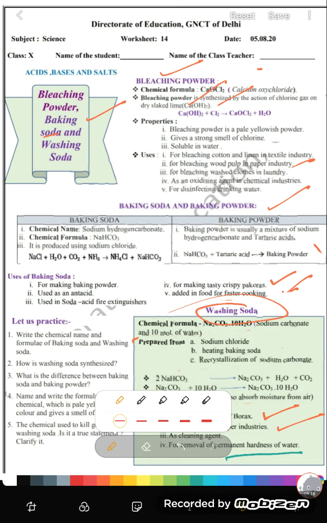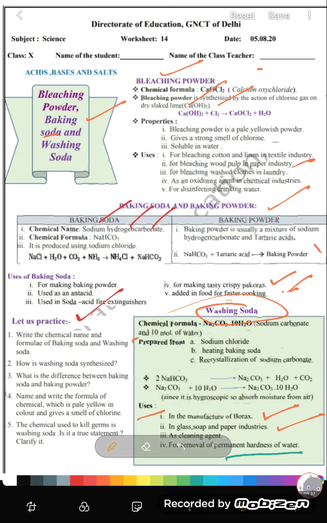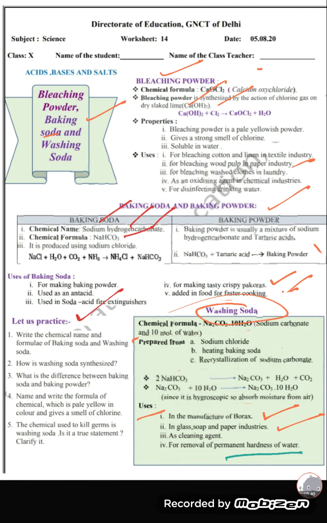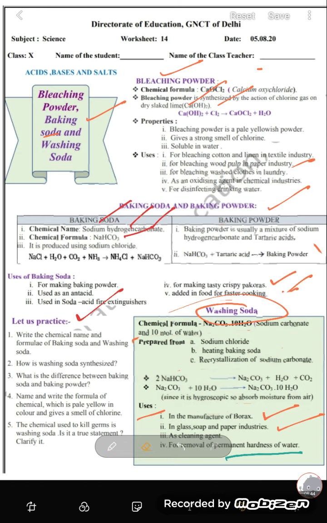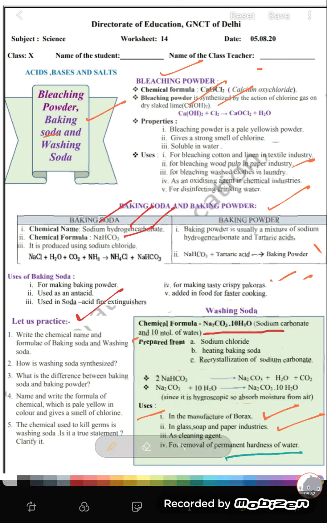Now we will discuss the practice exercise. First question: write the chemical name and formula of baking soda and washing soda. The chemical name of baking soda is sodium hydrogen carbonate and the formula is NaHCO3. And washing soda, students, is Na2CO3 into 10 molecules of water.